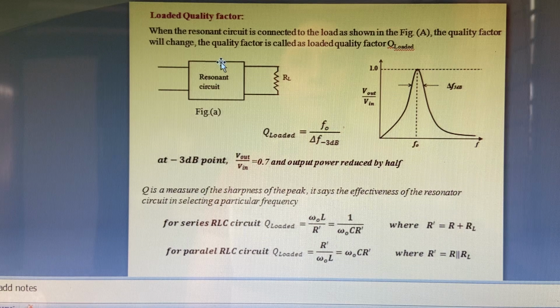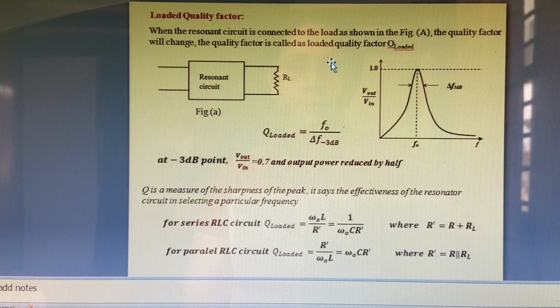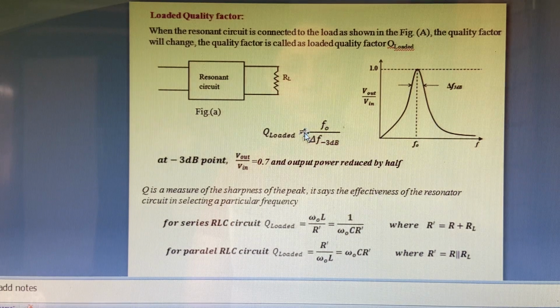Unloaded quality factor. This is the unloaded quality factor when the resonator is connected to the load resistance RL, as shown in this figure. The quality factor changes. This quality factor is called the loaded quality factor, calculated using this equation: F naught divided by delta F at the minus 3 dB point. That is the frequency difference on either side of the center frequency where the power is half of the power at the resonant frequency.